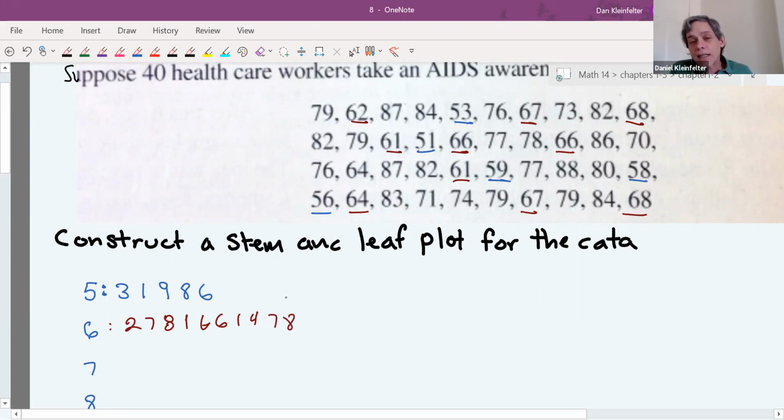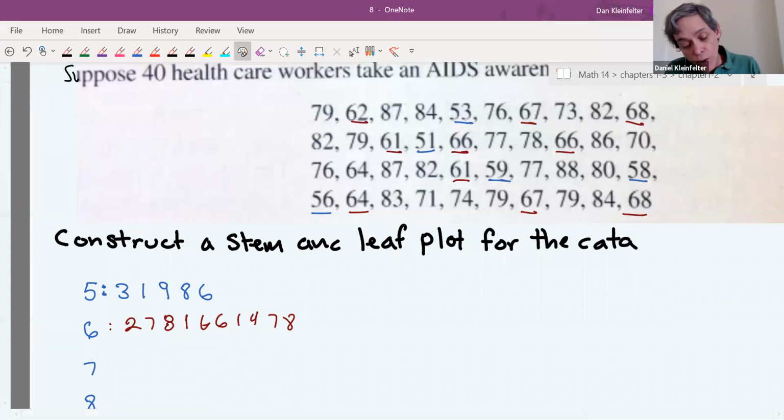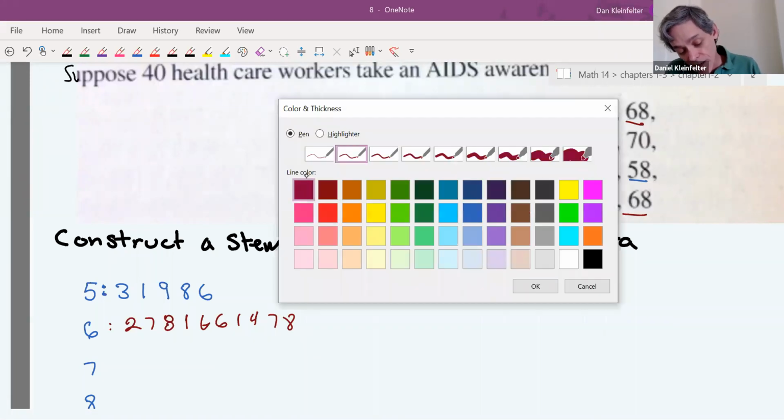Okay, so I can tell at a glance now, one thing that is interesting about this, that there's more numbers in the 60s than there were in the 50s. Okay, so now let's try the 70s next.